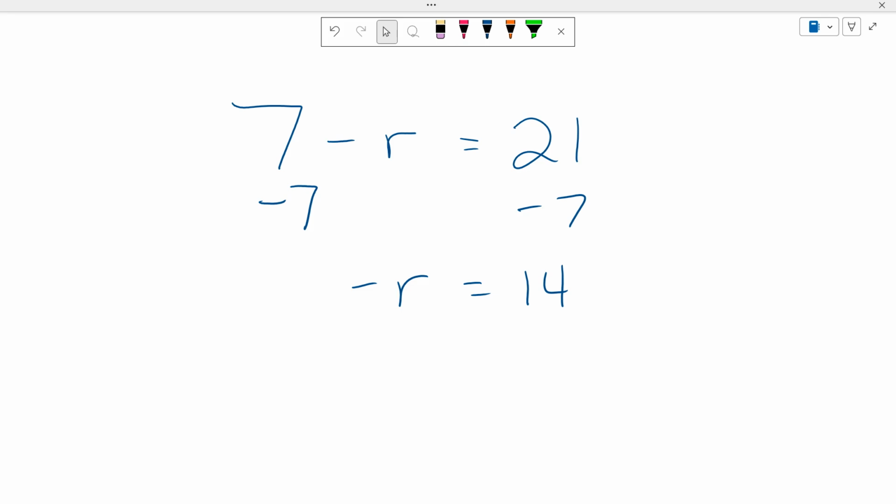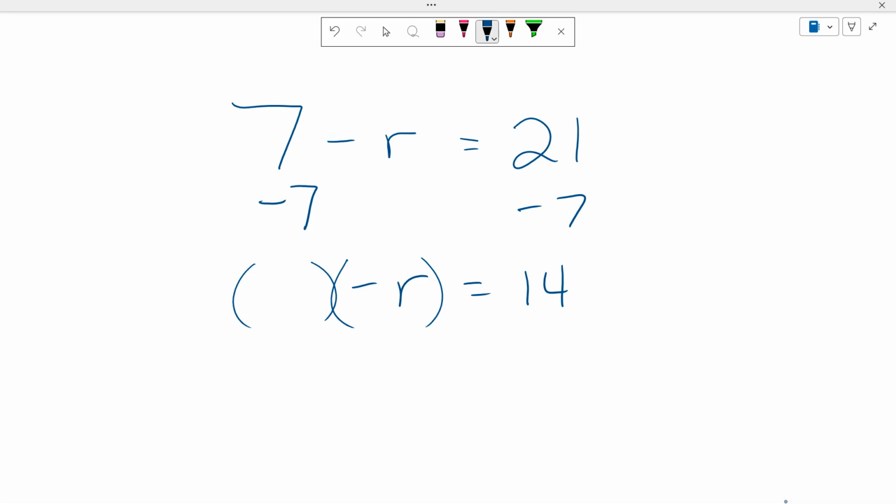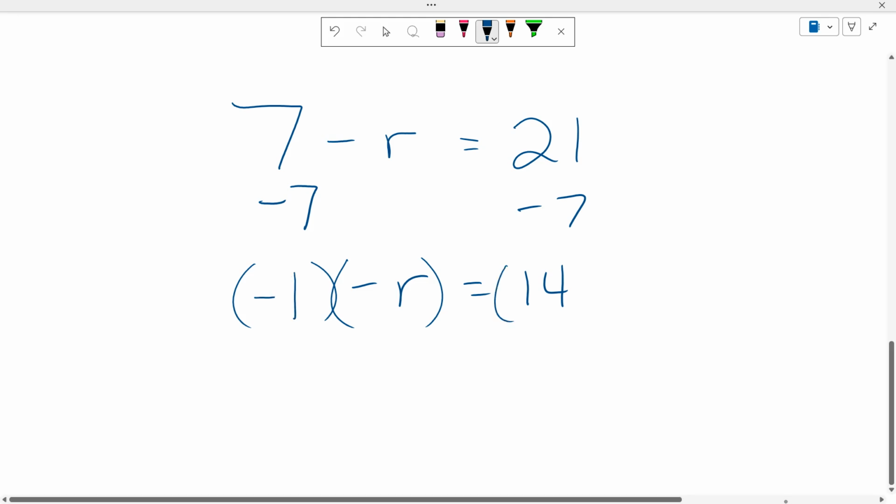Susie, how would we get rid of the negative with the r? Multiply by what? Because we want a positive r, so we multiply by what number to get rid of the negative r? Not just 1, but negative 1. We'll multiply by a negative 1, because a negative 1 times a negative r is a positive r. 14 times negative 1 is negative 14.